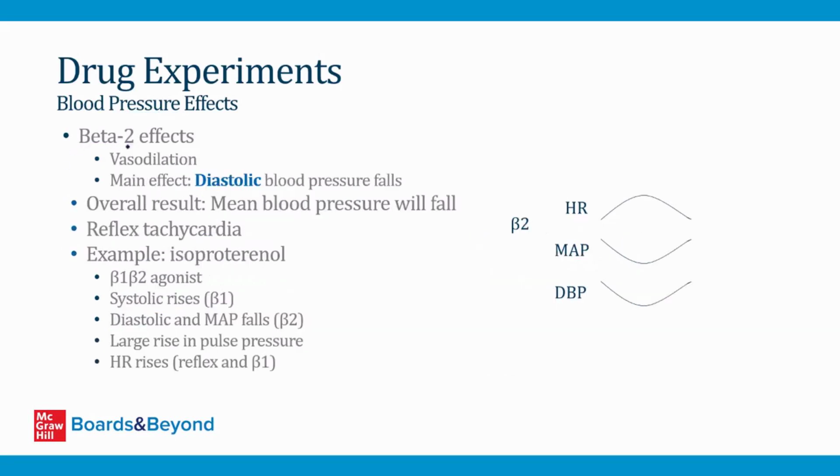What about the blood pressure effects of a drug that activates beta 2 receptors? So as we just discussed, when you activate beta 2 receptors, you get peripheral vasodilation. And the main effect here is going to be a fall in the diastolic blood pressure because that's determined by the degree of vasodilation and the peripheral resistance. So any drug that activates beta 2 receptors through this mechanism right here is going to have the mean blood pressure fall, mostly driven by a fall in the diastolic blood pressure.